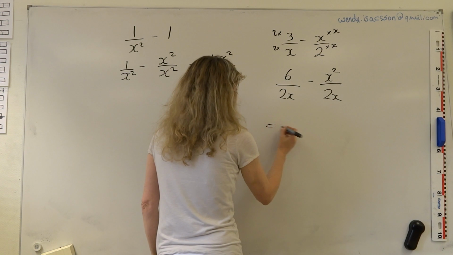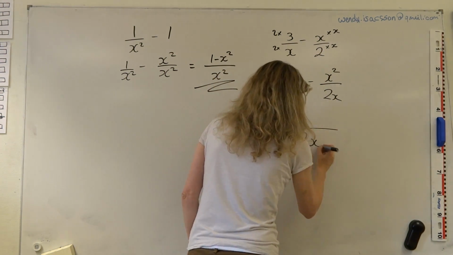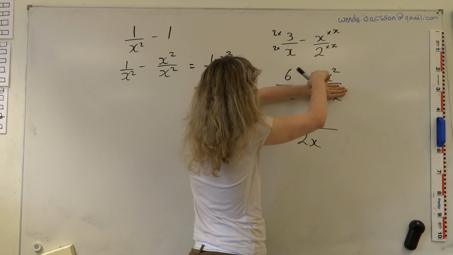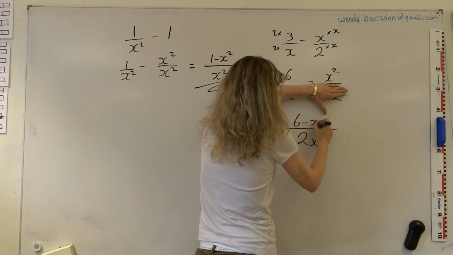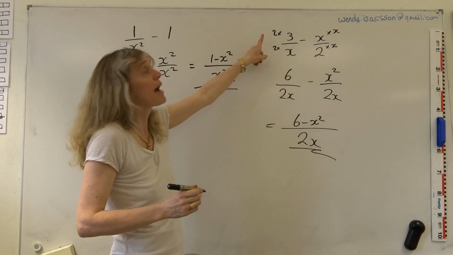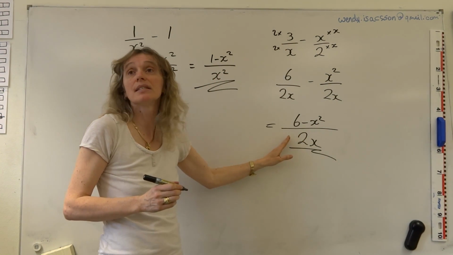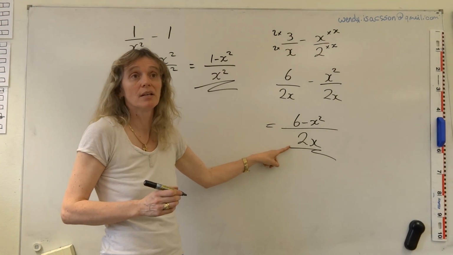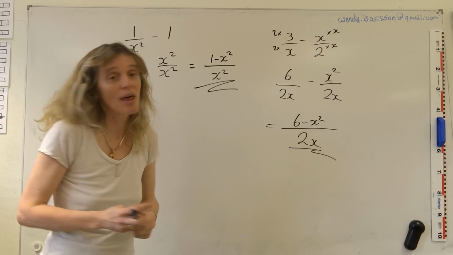So how do we do that? We get a denominator of 2x on both, and we just look at the top. What do we have at the top? 6 minus x squared. And again, although this doesn't look more simple, mathematically, this is the simplified version of that, where we have everything under one denominator. Okay, so that was those two.